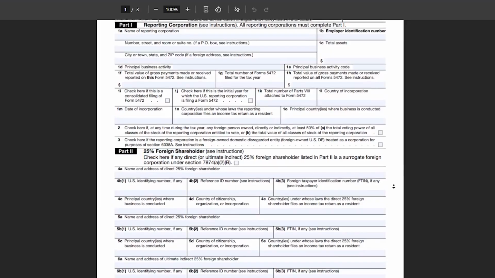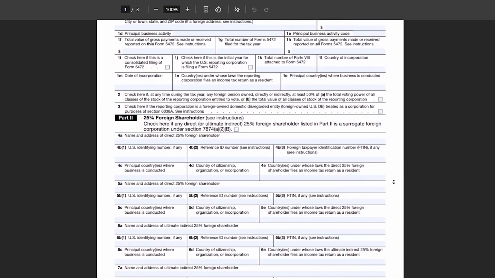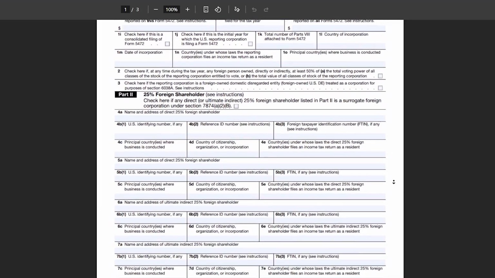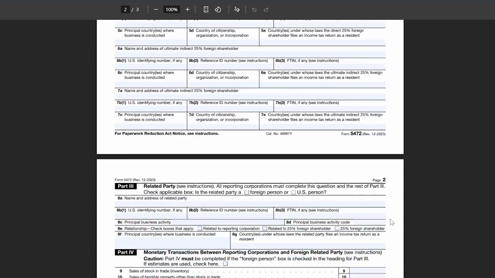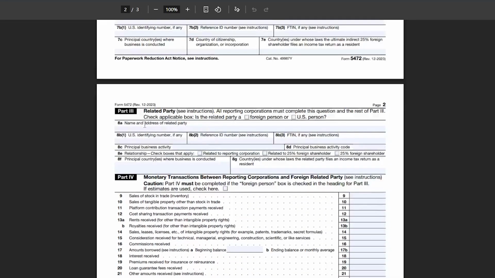For a single-member LLC, this is usually the only owner. You enter the owner's full name, address, foreign tax ID if available, country of citizenship, and country of tax residence. Part 3 identifies the related party. In most cases, this is again the foreign owner. You must confirm whether the related party is a foreign person and describe the relationship.